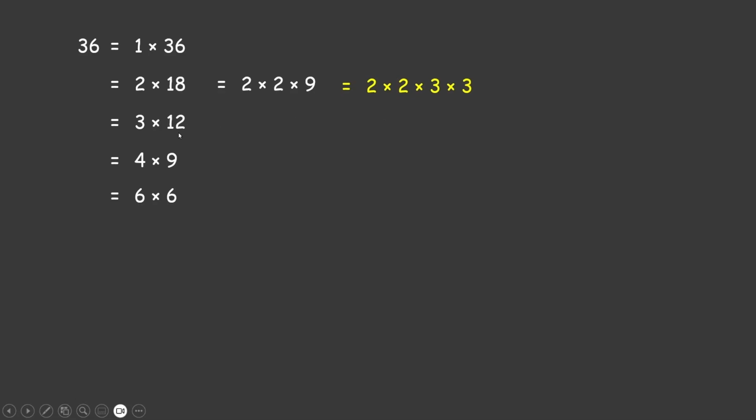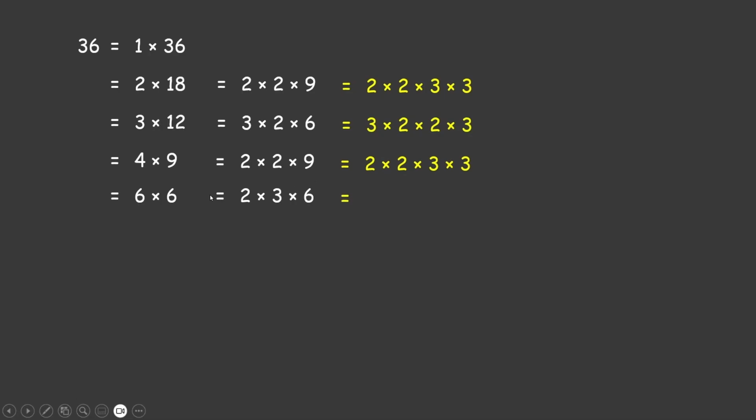Similarly, this 12 can be written as 2 into 6, 6 can be written as 2 into 3. Then we break this down into the prime factors. This will be 2 into 2 into 3 into 3. Lastly, 6 can be written as 2 into 3. So this is going to be 2 into 3 into 2 into 3.